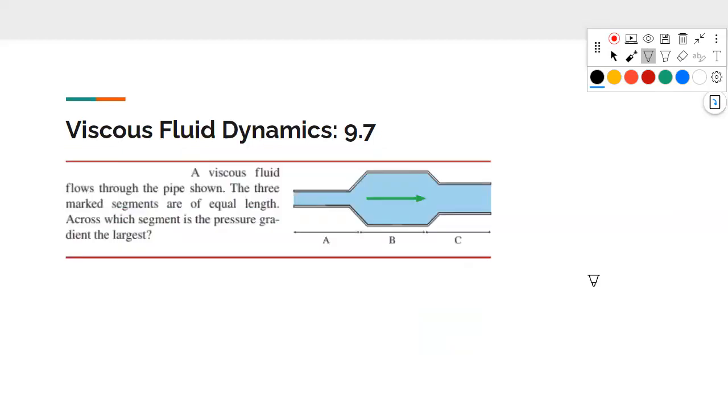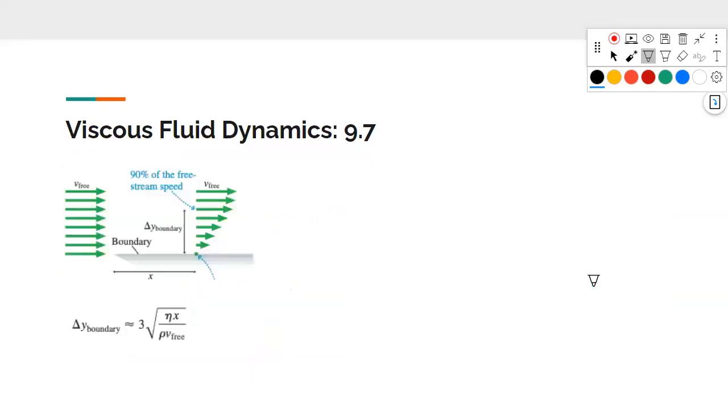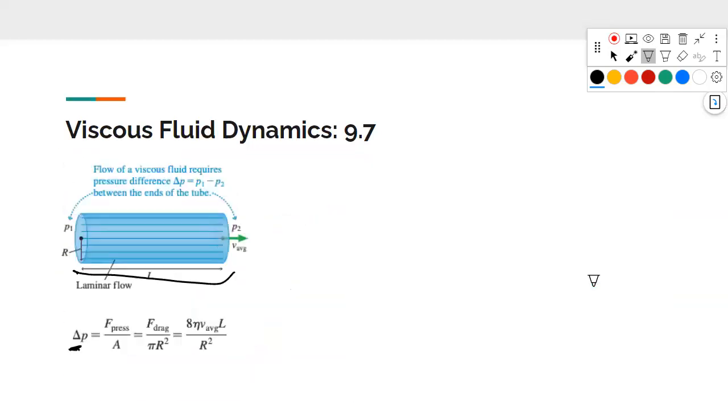And so in this problem, what they're asking you to compare is how does the pressure change across A, across B, and across C? And so what we can do is go back to this pressure drop equation, and we can see that the numerator is based on the viscosity of the fluid, eta, the speed of the fluid, v, the length of the pipe, L, and the denominator is based on the radius of the pipe squared.